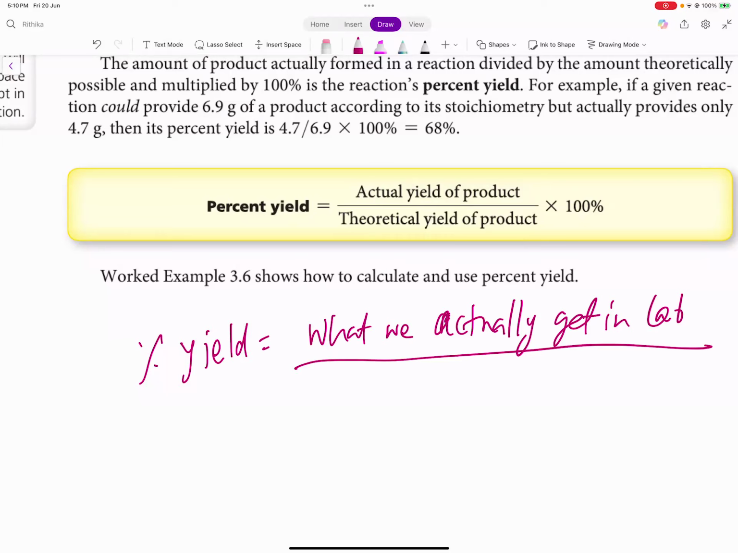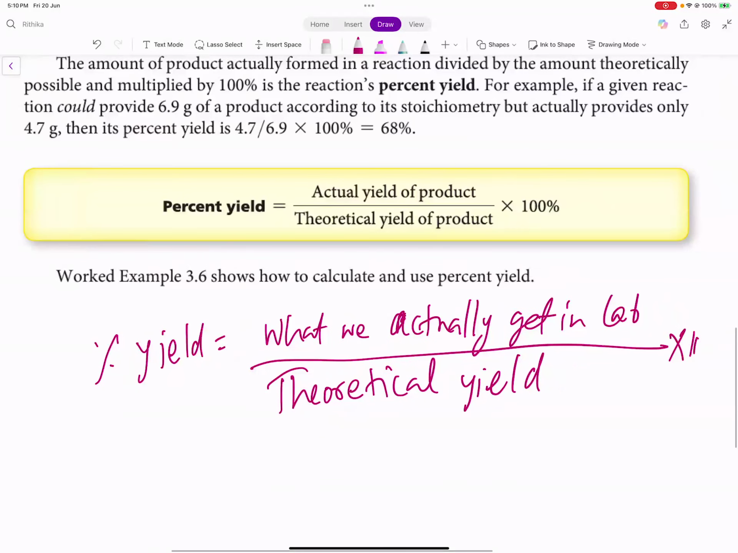yield is. We know how to calculate the theoretical yields, right? Till now, that is what we have been doing, right? If this many grams of this reactant, then what is the amount of the product? So that is the theoretical yield. We divide by that theoretical yield, and obviously for the percentage, we multiply it by 100. Okay, this is how we are going to go.